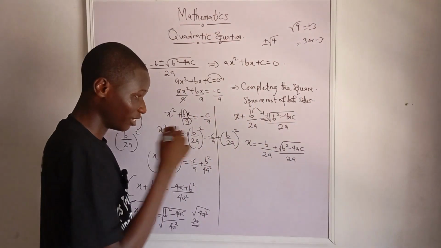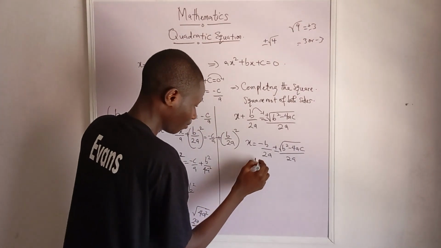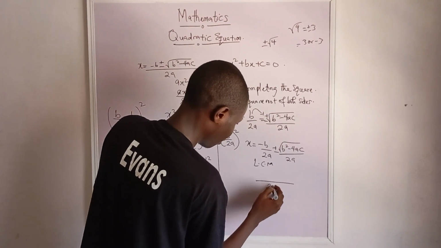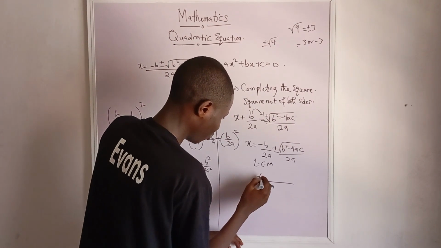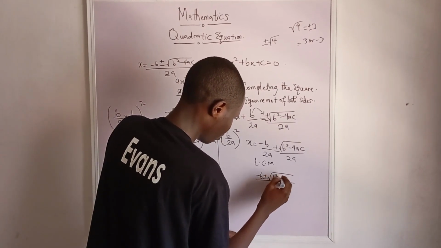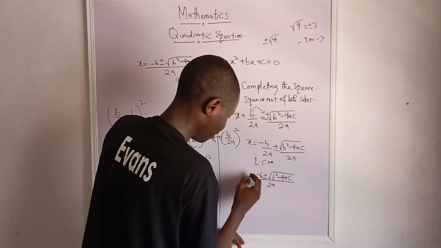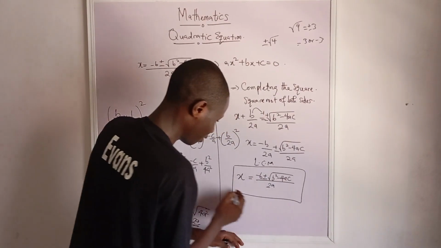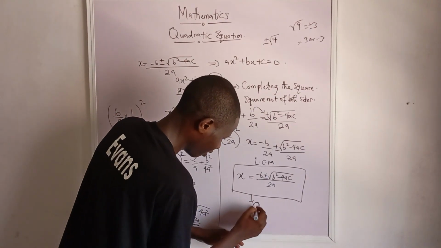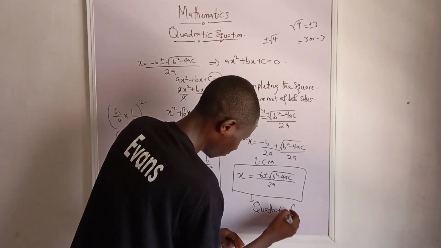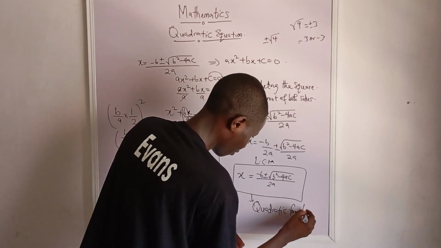Now the next thing you are doing is what? Find the LCM. So find the LCM. We have 2a. So just do everything. Minus b plus or minus the square root of b squared minus 4ac, all over 2a. Do you understand? So finally you have gotten the what? The quadratic formula. So this is how to form the quadratic formula.